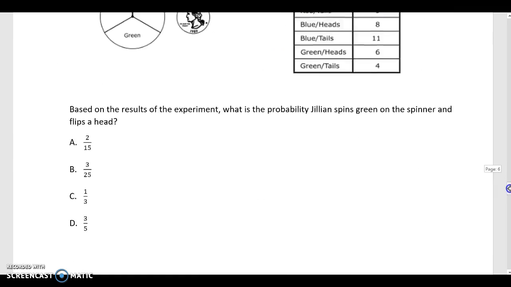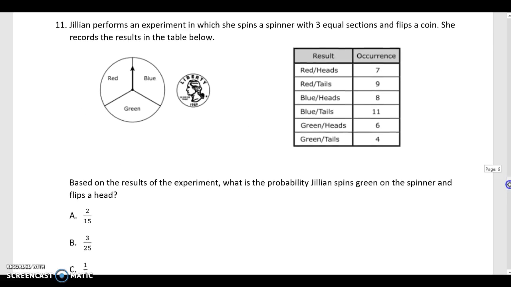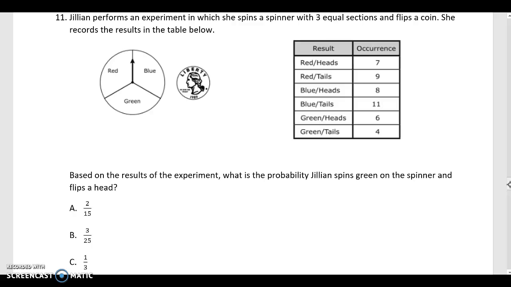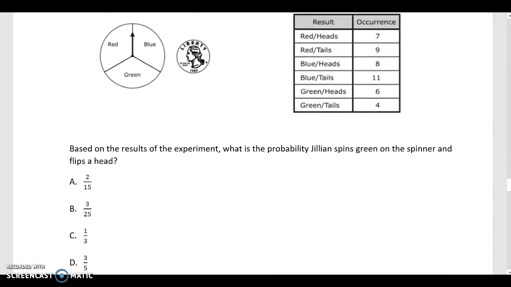All right, so number 11. This one threw a lot of you off, so let's take a look. It says Jillian performs an experiment in which she spins a spinner with 3 equal sections, so we see that here, and flips a coin. She records the results in the table below. So here's the tricky part. Based on the results of the experiment. The results of the experiment means what actually happened. So what's in this table?